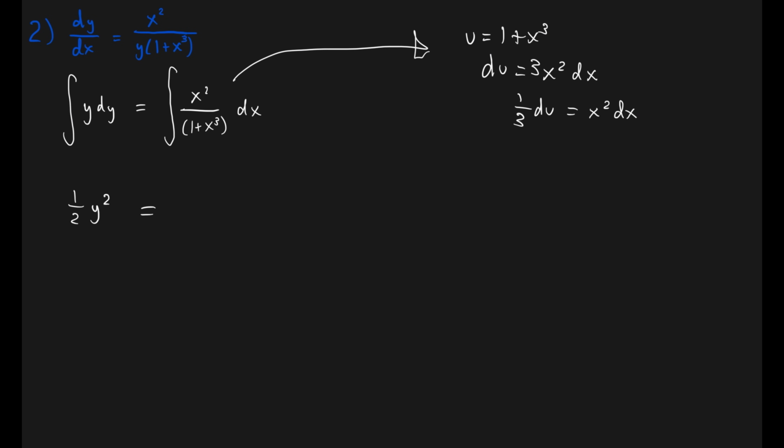We know that the right side is going to become 1/3 times the integral of 1 over u du. Now let's solve that integral. We have 1/2 y squared on the left side still, but the right side is going to become 1/3 times the natural log of the absolute value of u plus c. Again, it's plus c because there's no required condition that we have to satisfy in the problem that we're being asked to solve. It's just a general solution.